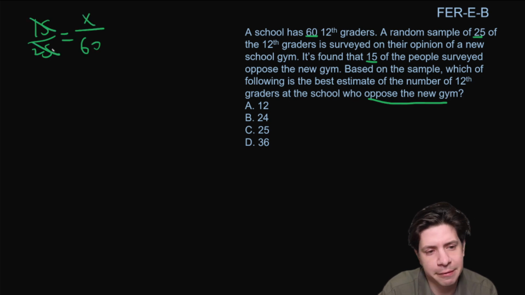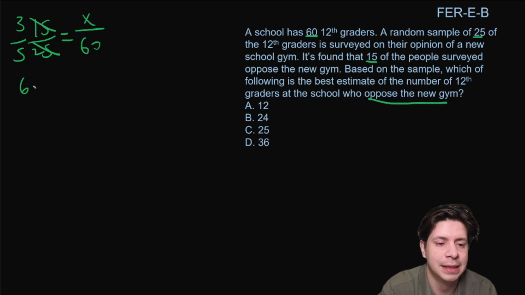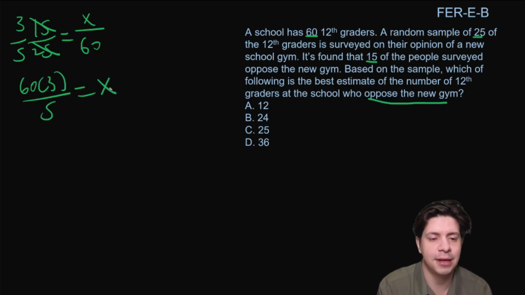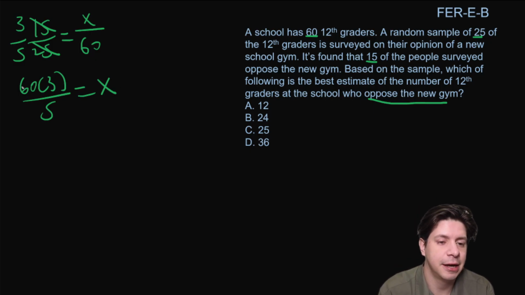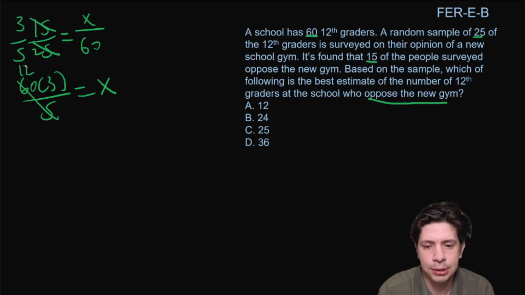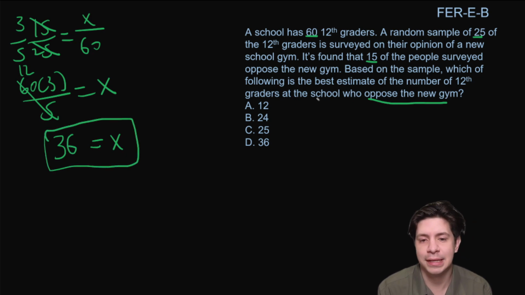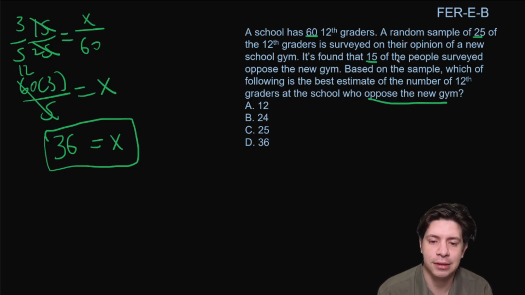I would simplify 15 out of 25 first, and that'll be 3 over 5. Then you are going to multiply by 60 and divide by 5. So you'll get 60 times 3 over 5 equals x. You could cross multiply, but you don't have to because the x sort of gets left alone naturally. 60 divided by 5 is 12. So we have 12 times 3, so x equals 36. Okay, so again, you use the numbers they give you. You just sort of have to keep track of what each number stands for, right? 60 is the total, 25 is the survey, 15 is the people who oppose it within the survey, okay?